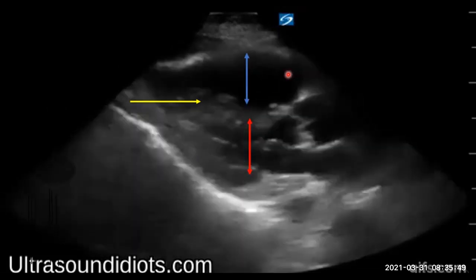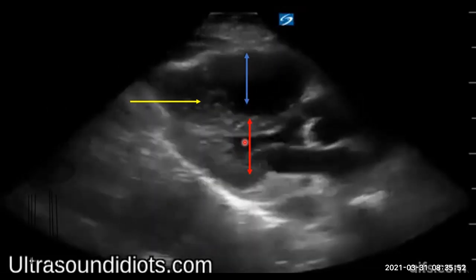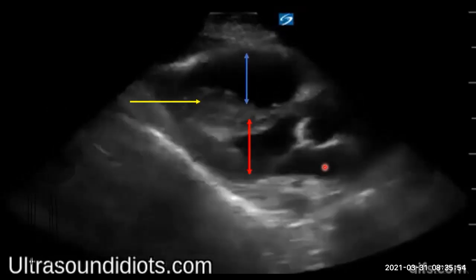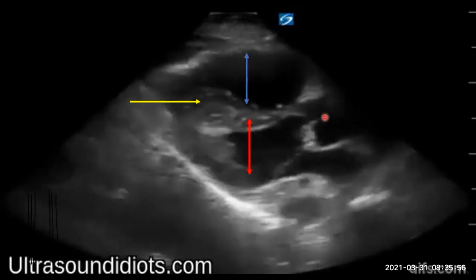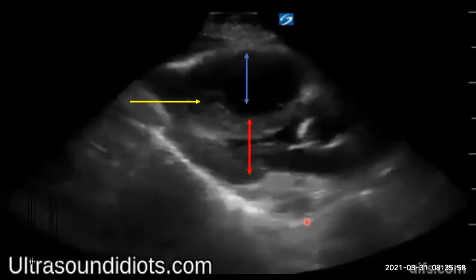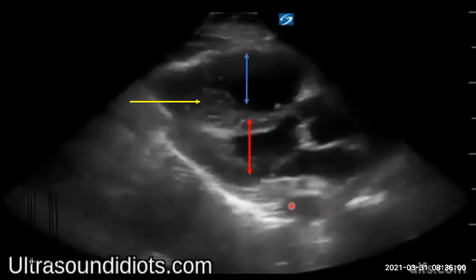Right. We are seeing the right ventricle. We are seeing the left ventricle. We are seeing the left atrium, and there we are seeing the aorta as well. Right. So that's what we expect to see, and this is the descending aorta over here. All right. Can you guys see it over there?